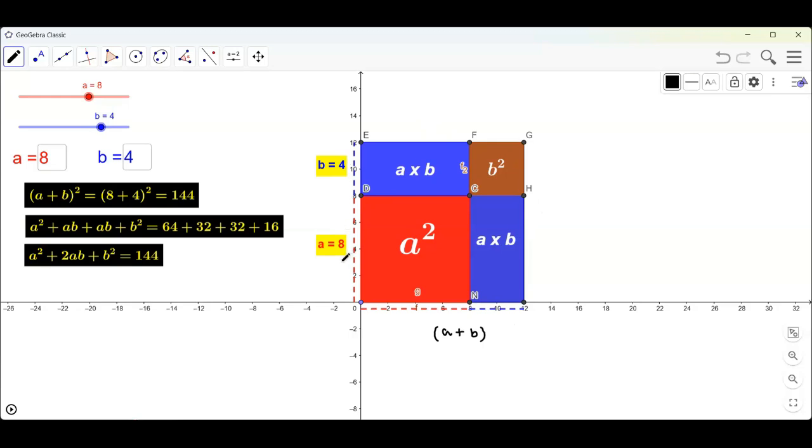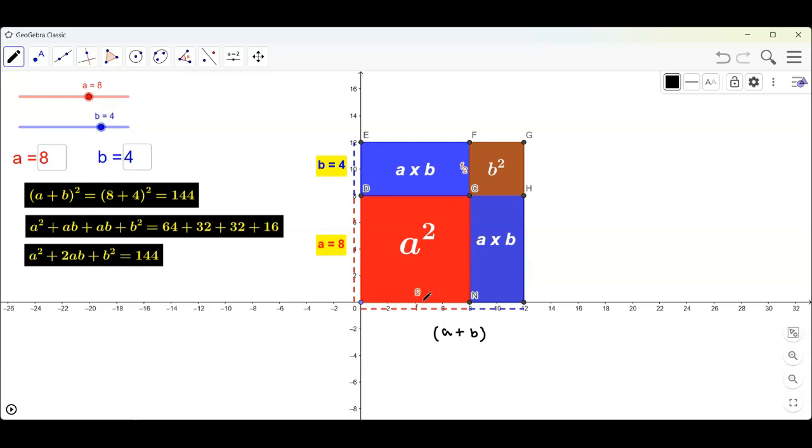The area of the square is side into side, so a plus b into a plus b. Multiplying a plus b into a plus b, we get the formula a square plus 2ab plus b square. This is the formula based on algebraic identities. If you simplify, you get the answer by using the visual representation we have taken.